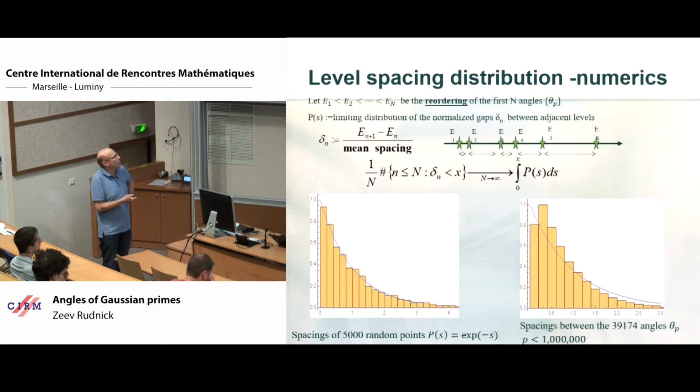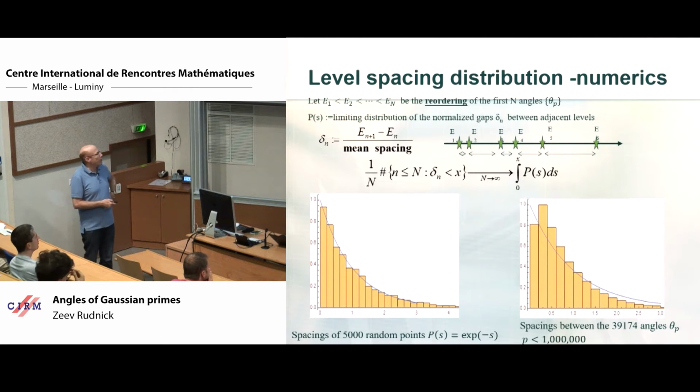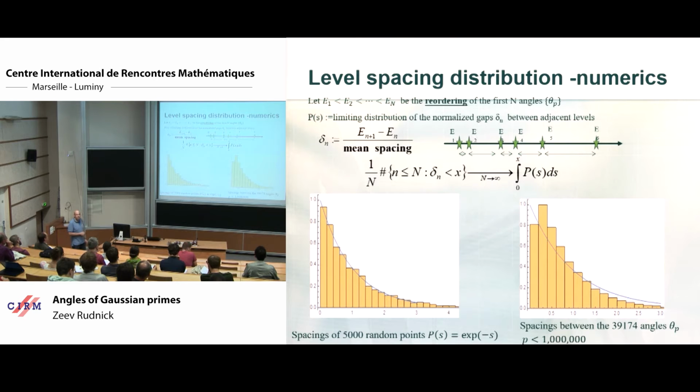So these points are n points in the unit interval. The average gap, by definition, is 1 over n. So let's blow it up by dividing by this 1 over n. Then you get something which has a chance to be of size 1. By definition, its average value is 1. And we want to understand the distribution of these gaps, so I am looking for the probability distribution function. It's called the level spacing probability. And here's what it looks like for random points. For random points, there's an exercise you need to do that says that this level spacing distribution is exponential.